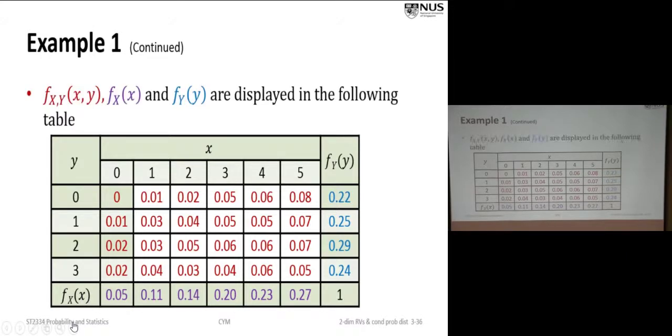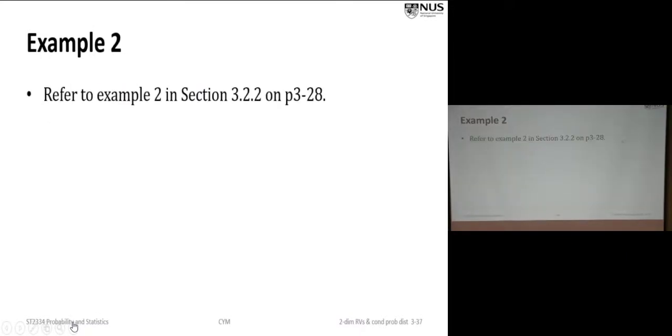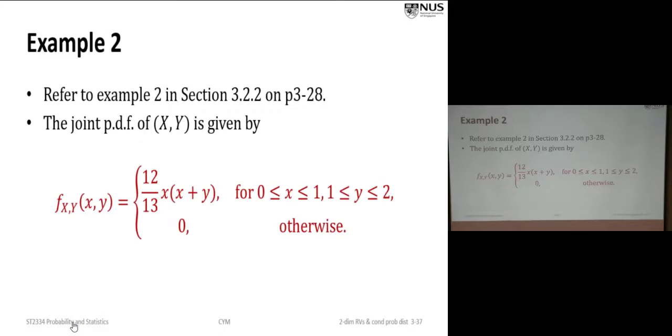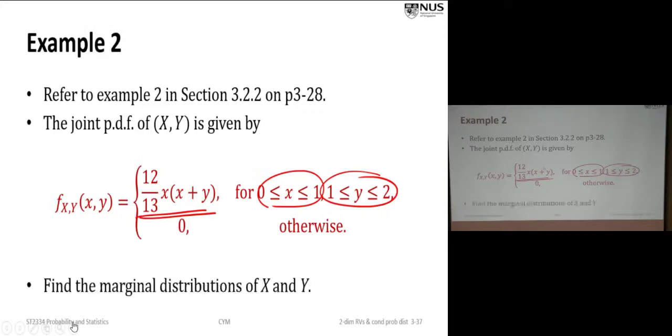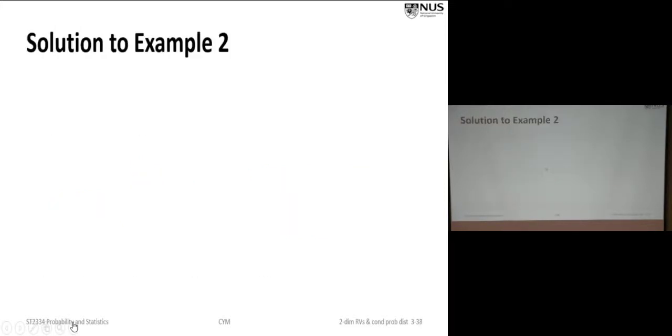All right? Okay, let's look at another example. This example is for continuous random variables. So f of x, y has a joint PDF given by this formula. So long as x is between 0 and 1 and y is between 1 and 2, the joint distribution or joint density function is given by this expression. Outside it, it will be 0. So what are f of x and f of y?